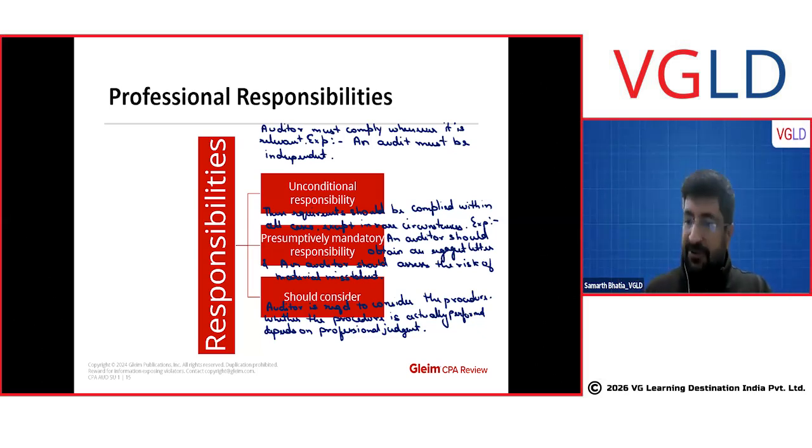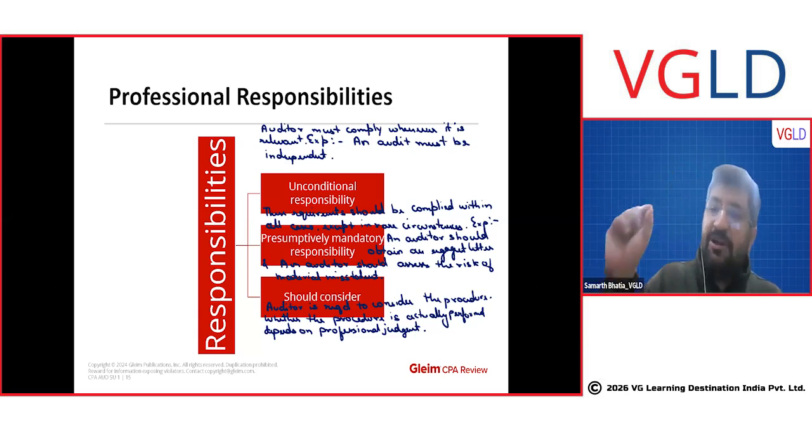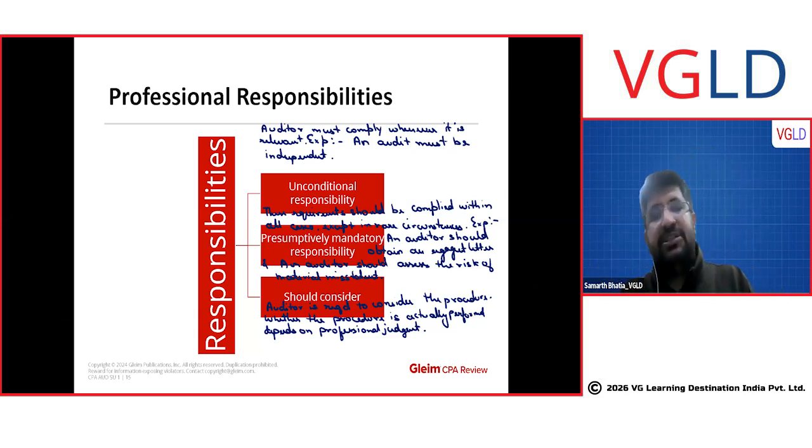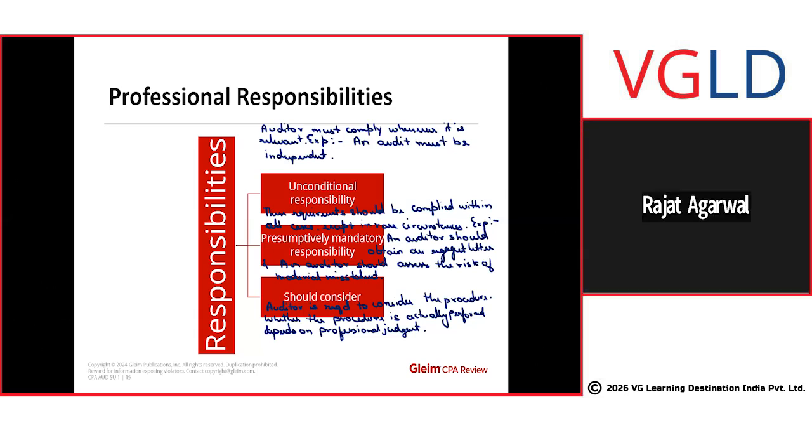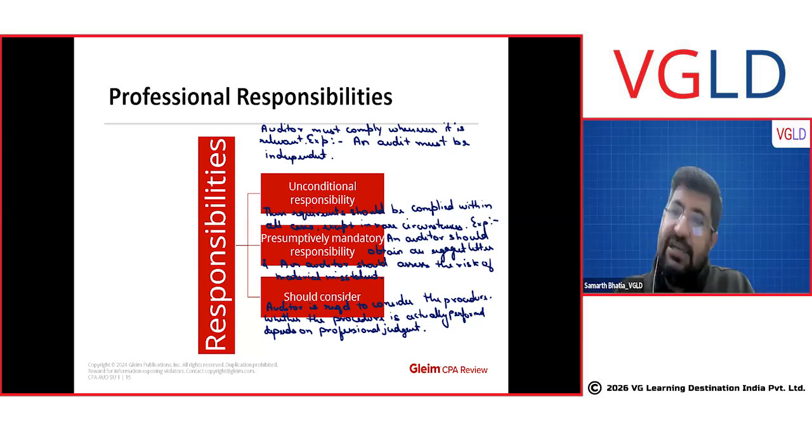Exception is possible. But if you are an independent person or you are not an independent person, there is no exception. If you are not maintaining the confidentiality principle, there is no exception. Got it. In case of unconditional responsibility, there are no rare circumstances. It must be followed. In case of mandatory responsibility, there can be rare circumstances.